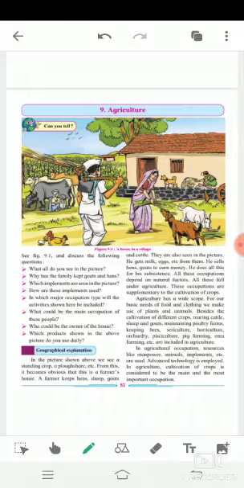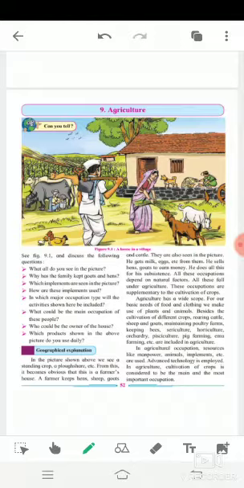A farmer keeps hens, sheep, goats, and cattle. They are also used. As seen in the picture, he gets milk, eggs, etc. from them. He sells hens and goats to earn money. He does all this for his subsistence. All these occupations depend on natural factors. All these fall under agriculture. These occupations are supplementary to the cultivation of crops.